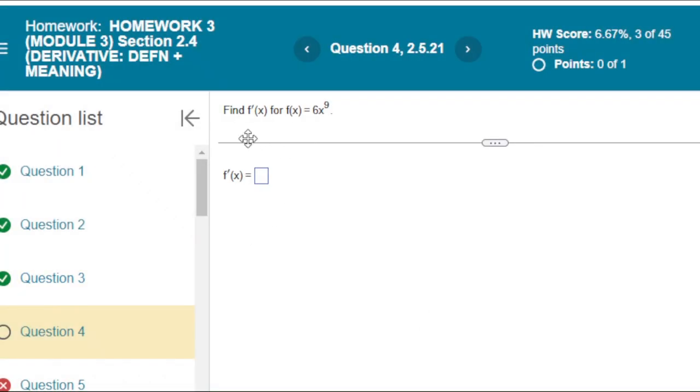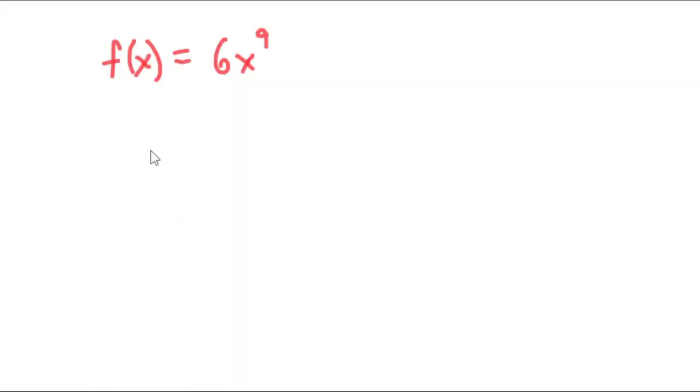Okay, now number 4, it's asking us to find f prime of x, which is the derivative of f of x, if f of x is 6x to the ninth. So what's the derivative of 6x to the ninth? Now, the easy way to do this is to recognize that f prime of x, the way to find it, is you're just going to take this 9 and multiply it by 6. So 9 times 6 is 54 times x to the, and then you're going to lower this power by 1, x to the 8th. It's going to be 54x to the 8th.